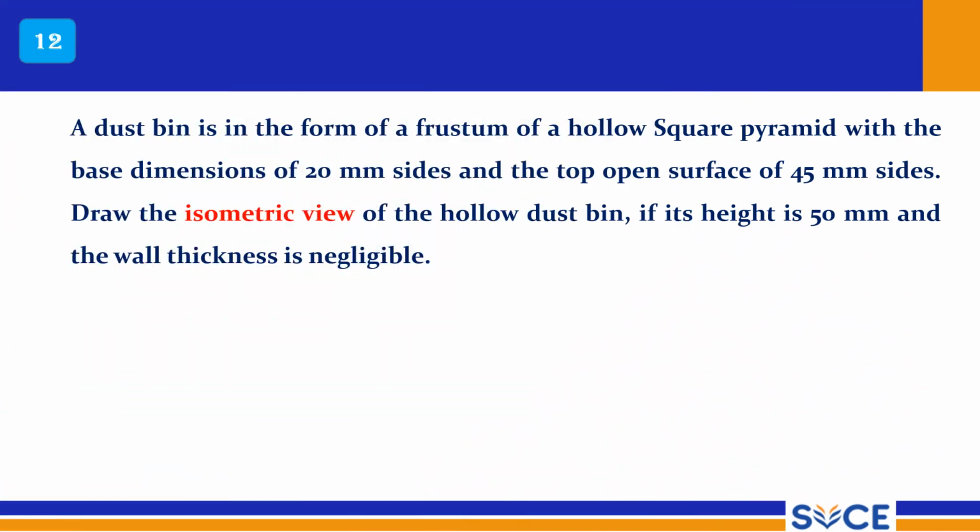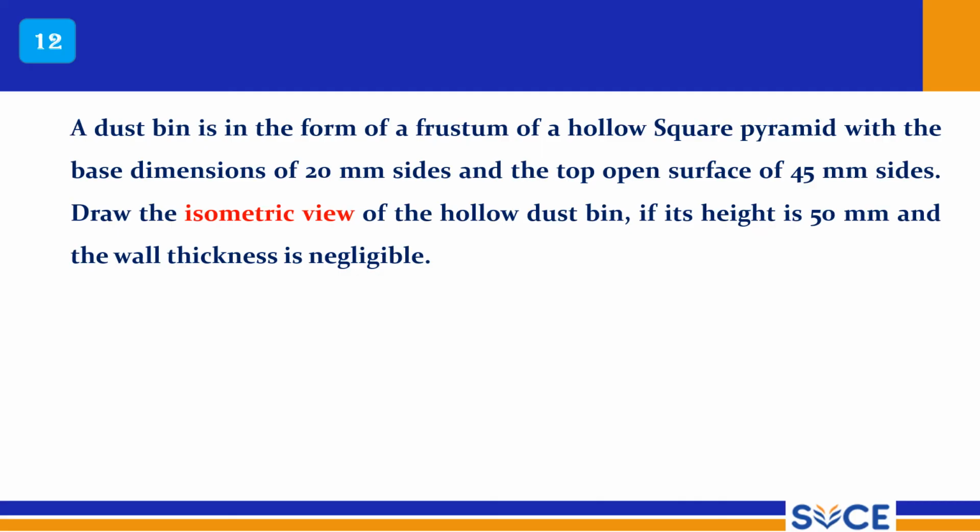Next is a dustbin. Dustbin problem. A dustbin is in the form of a frustum of hollow square pyramid with the base dimension of 20 mm sides and top open surface of 45 mm sides. Draw the isometric view of the hollow dustbin if its height is 50 mm and the wall thickness is negligible.